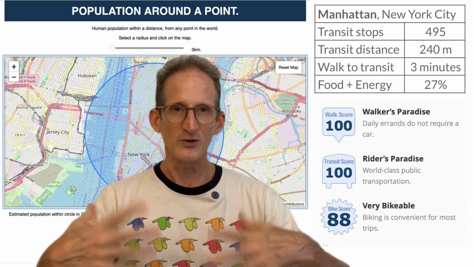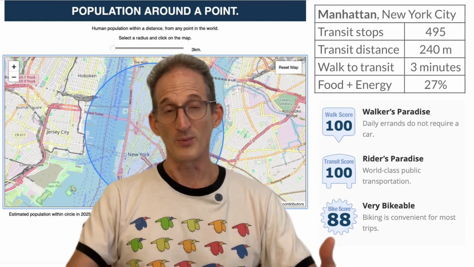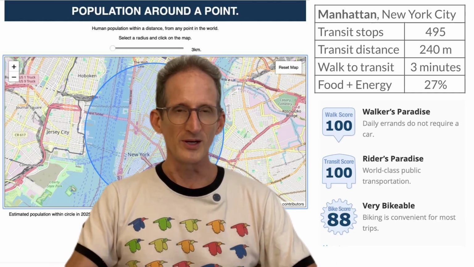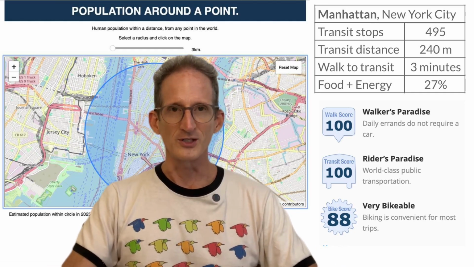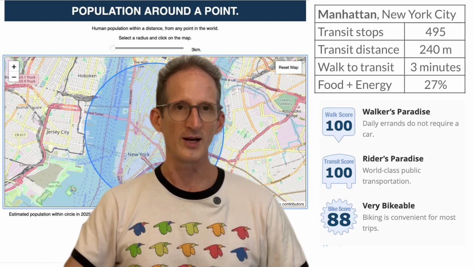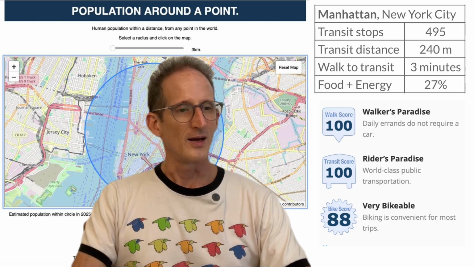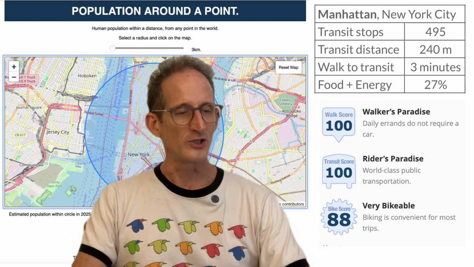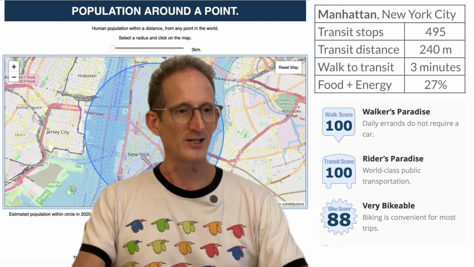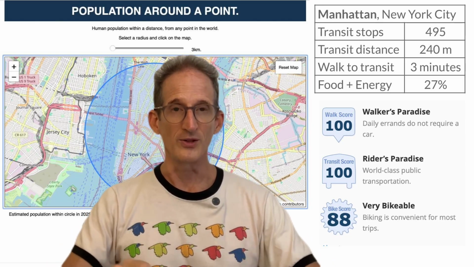When I calculate the average distance between the transit stops, I get 240 meters, give or take probably a lot, which works out to about a 3-minute walk from one transit stop to another. That's based on walking 76 meters a minute or 2.8 miles per hour, which is pretty average if you're not trying to get a lot of exercise. Now, I'm going to talk about the food and energy score later, but notice that Manhattan has a low food and energy score. And I will compute that score, show you how to do it later in the episode.